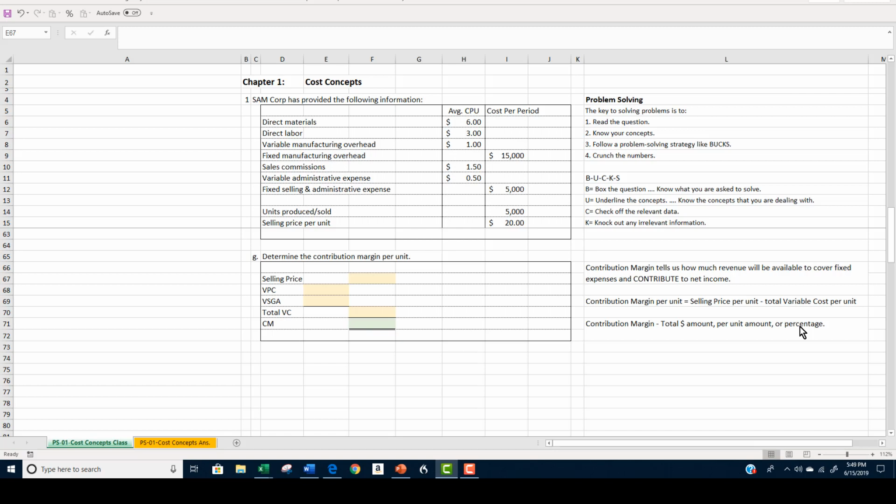Since the focus for this question is contribution margin per unit, the relevant data includes the selling price per unit and the average per unit data for all variable costs. All fixed costs are irrelevant. To solve, we total the variable product cost of $10 and the variable SG&A cost of $2 to get a total variable cost of $12 and subtract the amount from the selling price of $20 to get a contribution margin per unit of $8.